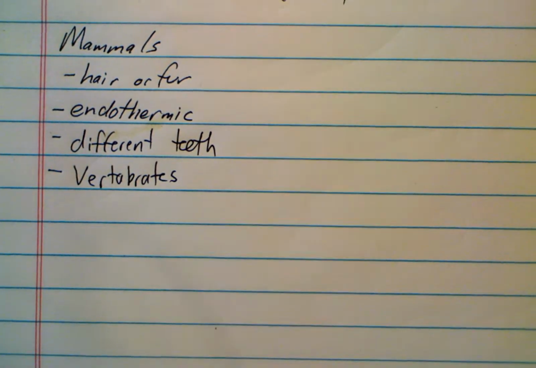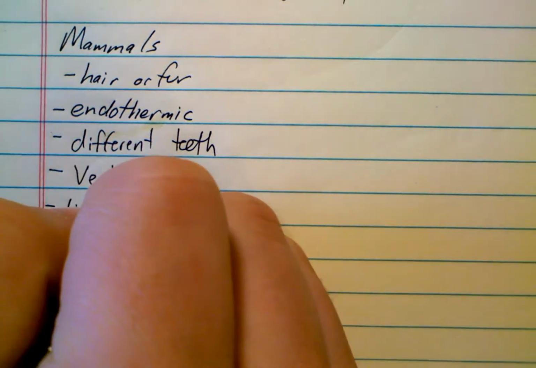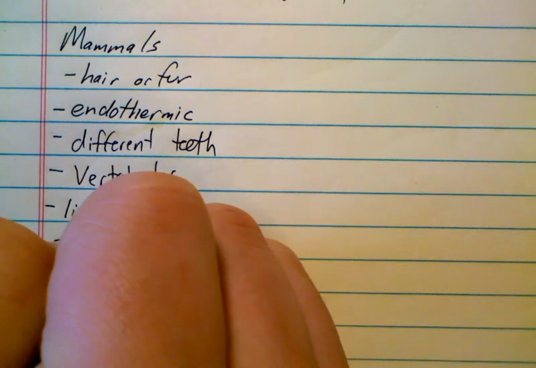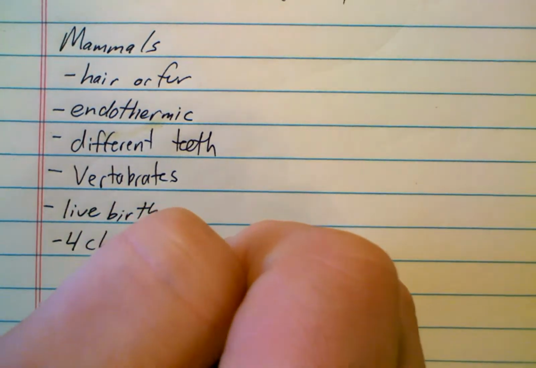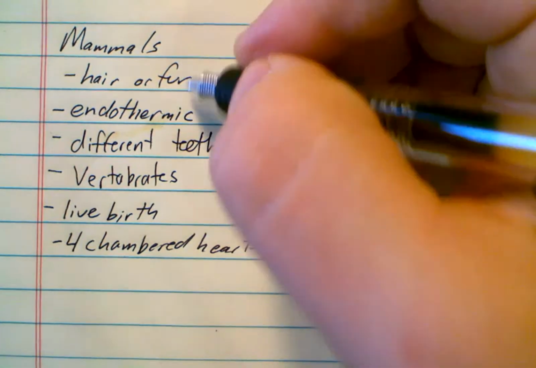What else do we know about them? Mostly have live birth. Good. 4-chambered hearts. Good. We got most of them. Yep, 4-chambered heart. We got that. So let's go through and talk through the list here.